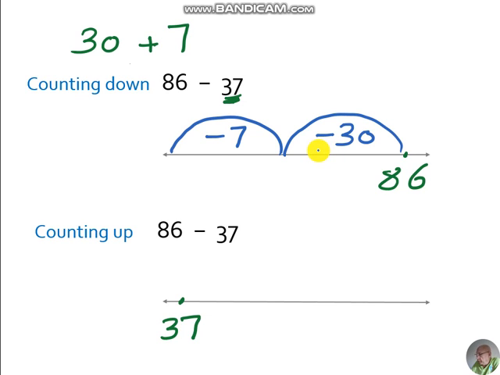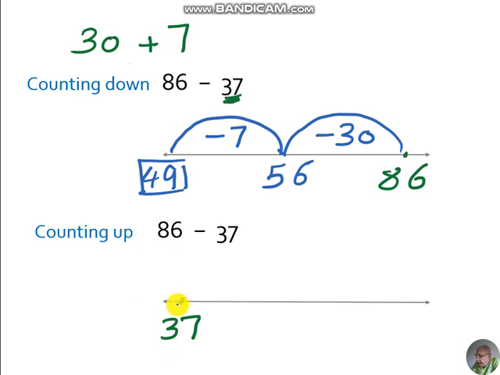This is counting down. When you subtract 30 from 86, 6 minus 0, you get 6. 8 minus 3, you get 5. You get 56. When you subtract 56 minus 7, you get 49. And 49 is the answer. Okay?